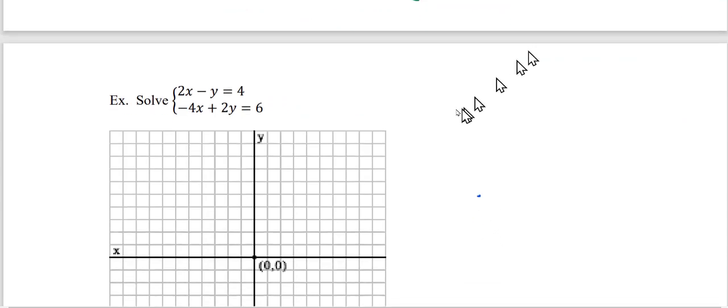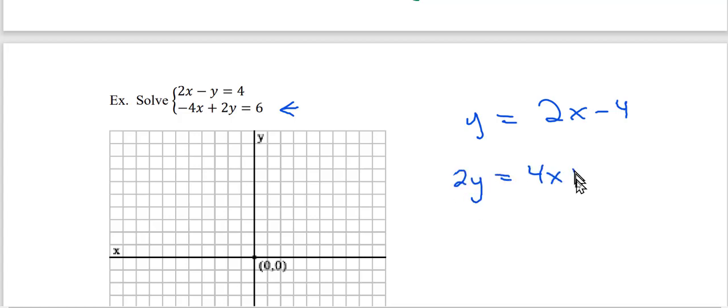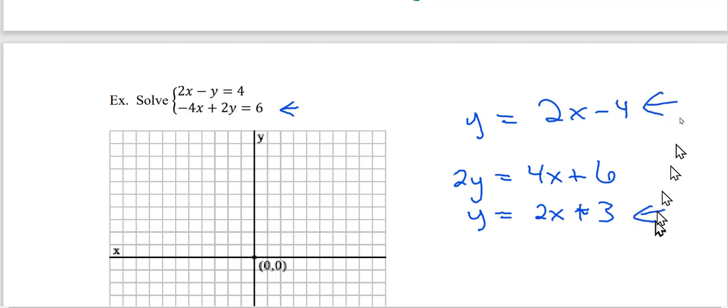2x minus y equals 4. Let's write that as y equals 2x minus 4. And then the second one here, when I rewrite it, I get 2y equals 4x plus 6. When I divide by 2, I get y equals 2x plus 3. So let's graph these two lines. This one's the first one. That's the second one.